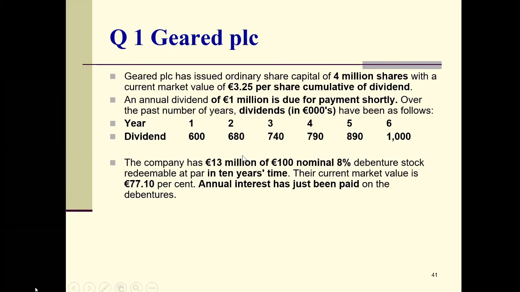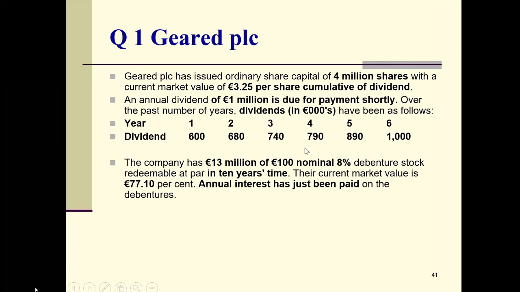The next form of finance is what's called a debenture, a borrowing facility. The company has 13 million, and again, this is finance language, 13 million of €100 nominal debenture stock redeemable at par in 10 years. Now, that all simply means they borrowed 13 million, and they have to hand it back in 10 years' time. And they're paying 8% interest on that 13 million. But it's not borrowing from a bank, it's borrowing from individuals out there in the public.